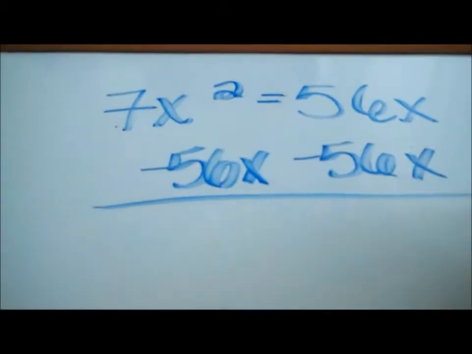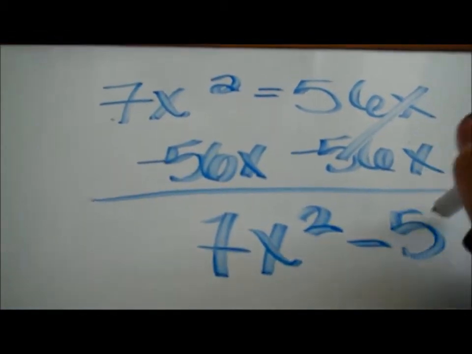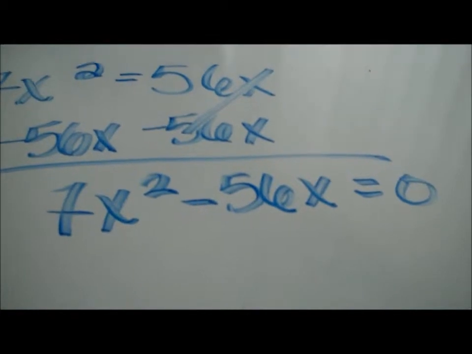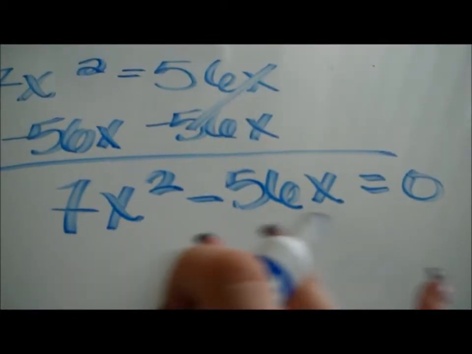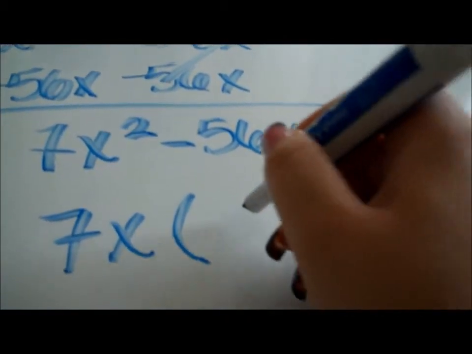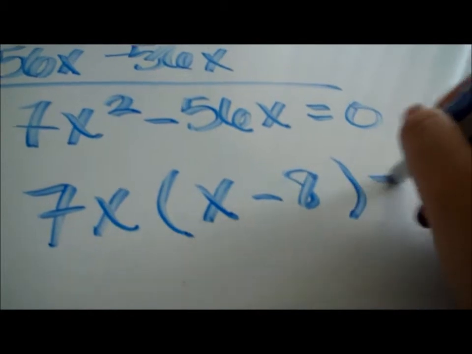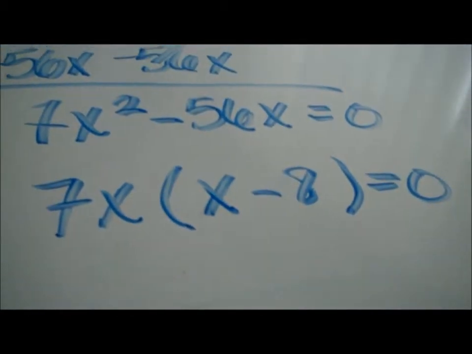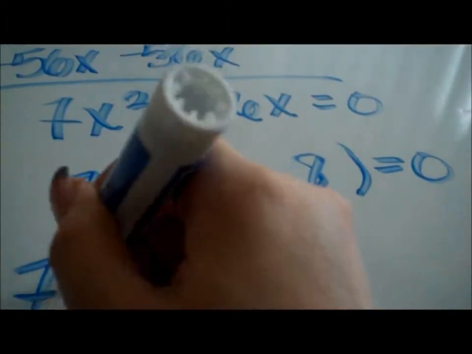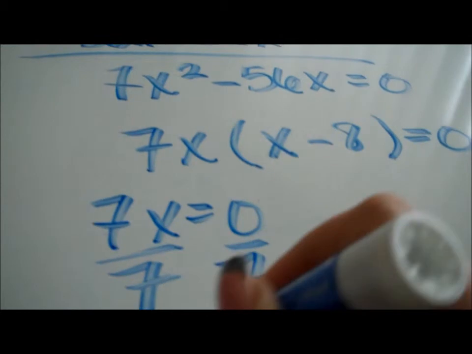Or sorry, 56x. So we get 7x squared minus 56x equals 0. Okay, we need to factor this, so I notice that there is a GCF of 7 and x. So we get 7x times (x minus 8). We factor. That means that we have to set these both equal to 0. So I have 7x equals 0. Divide both sides by 7, so x equals 0.